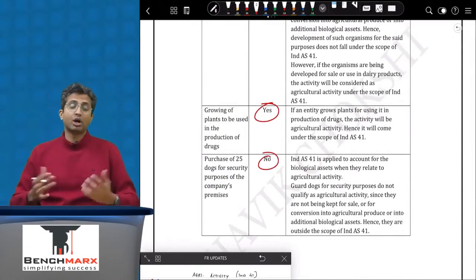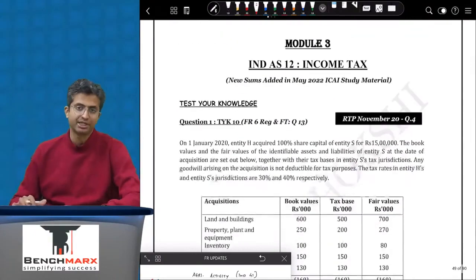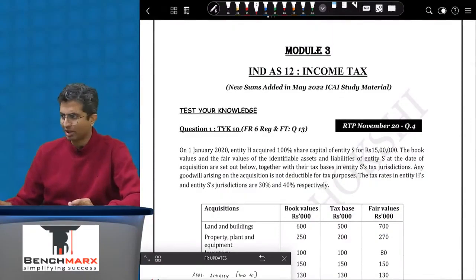So this is quite a deep analysis of Ind AS 41. I hope you are clear with that. So that takes care of Ind AS 41 and module 2 as well. Next we go to module 3, which is with Ind AS 12, income taxes.